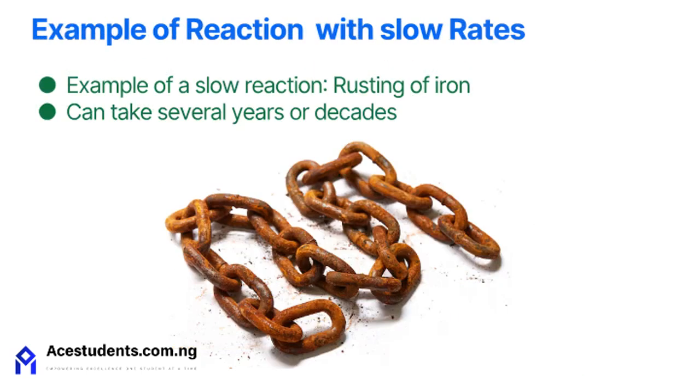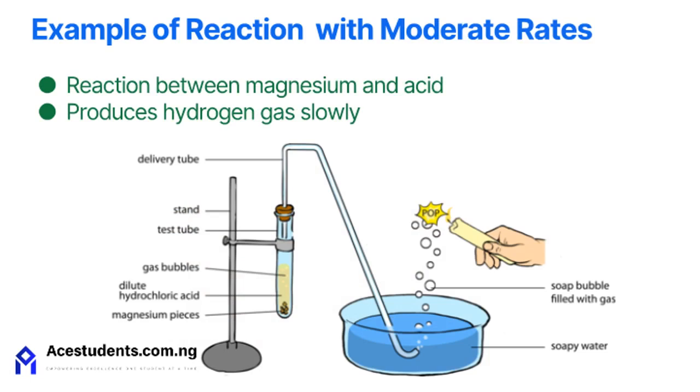For a slow reaction, consider rusting of iron. This process can take years or even decades to complete. A more typical rate is the reaction between magnesium and an acid. This produces a gentle stream of hydrogen bubbles over time.